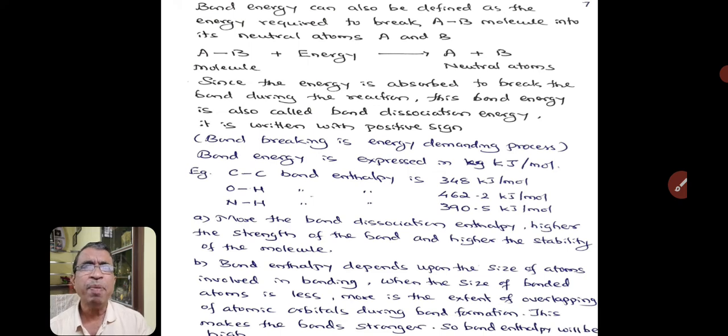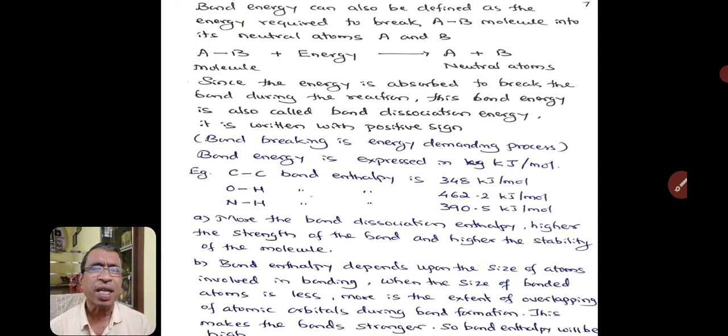If I take the AB molecule and supply the energy, then this AB molecule splits into the A neutral atom and B neutral atom. In this case, the amount of energy that is absorbed to break the molecule is also called bond dissociation energy. It is written with positive sign, and it is also called here a bond is broken. So bond breaking is an energy demanding process.